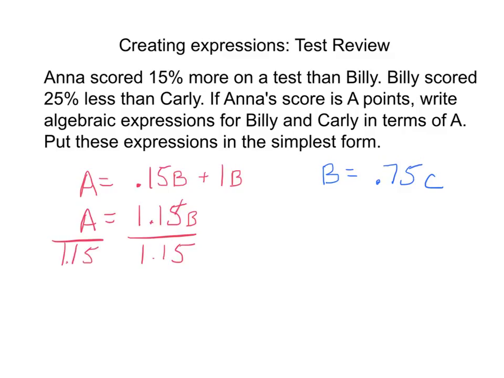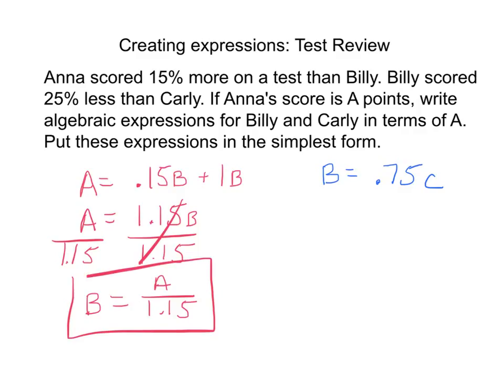If I divide both sides by 1.15 and do a little flipping here, I get B equals A over 1.15. And that's Billy's expression in terms of A. So now that we're in algebra mode, I wouldn't go back and try to make another expression. I wouldn't try to start new. You have those. They can work. Use these. Okay? This next part's the tricky part.